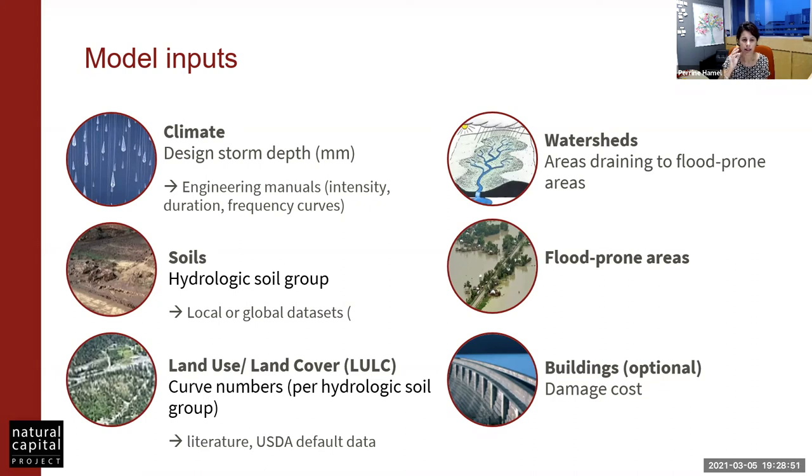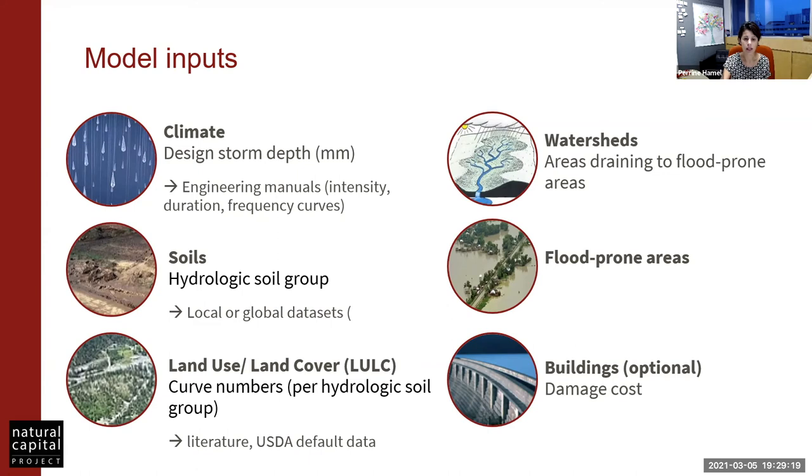Finally, on that side, the land use and cover is an important input. And as part of the land use and cover, which is a raster, we also want to provide these curve numbers that I mentioned, which for each type of land use and cover in our landscape in the raster, there's one specific curve number that's associated with it.